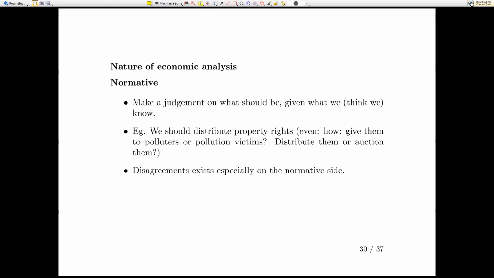And then the normative aspect of it. Should we do something about the climate, about pollution, about resources? Well, this is a question about should or shouldn't. So it's what we call normative. Obviously we use our positive analysis of the world to say, well, if we want to do something, then this is how we should do it. So example, we should distribute property rights.